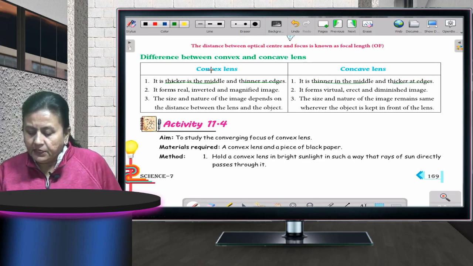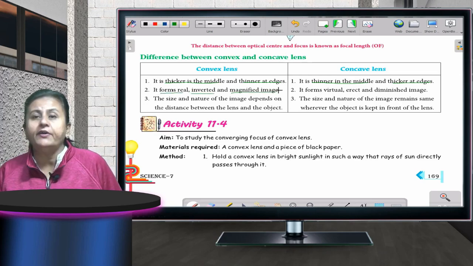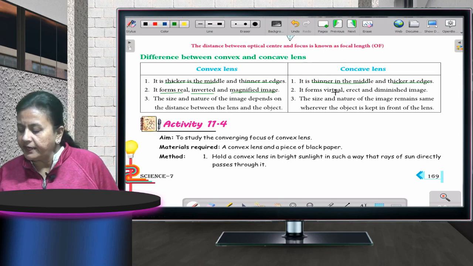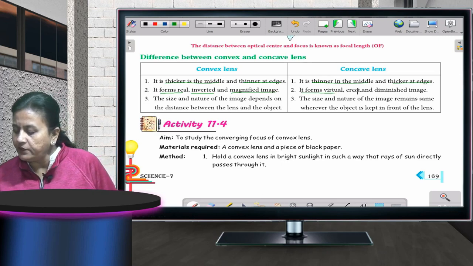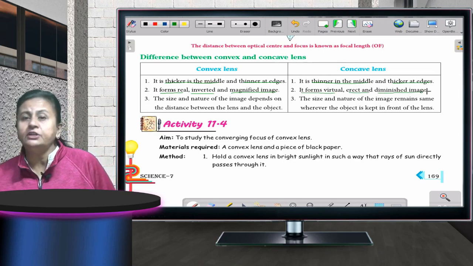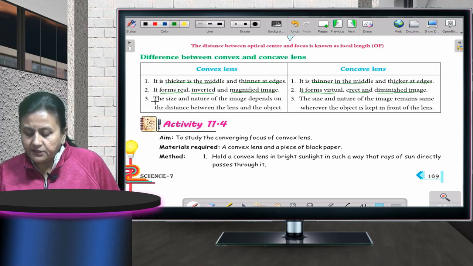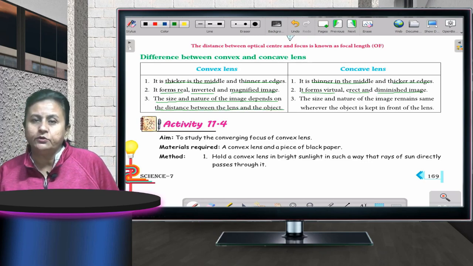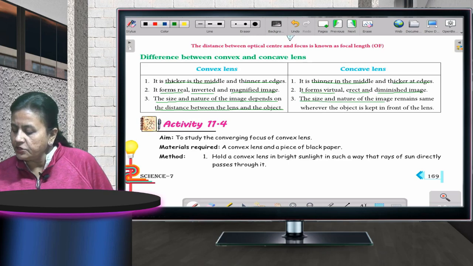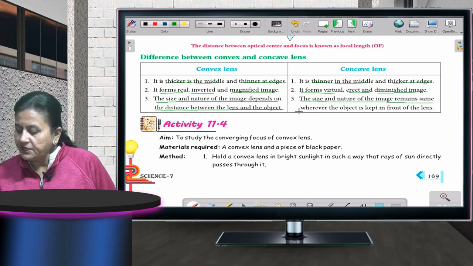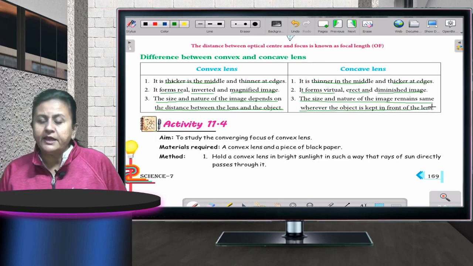A convex lens forms a real, inverted and magnified image. But on the other hand, a concave lens forms a virtual, erect and diminished image. Then the size and nature of the image depends on the distance between the lens and the object here. But in a concave lens, the size and the nature of the image remain the same wherever the object is kept in front of the lens. Fine, children?